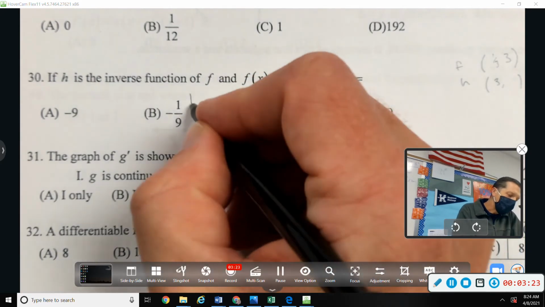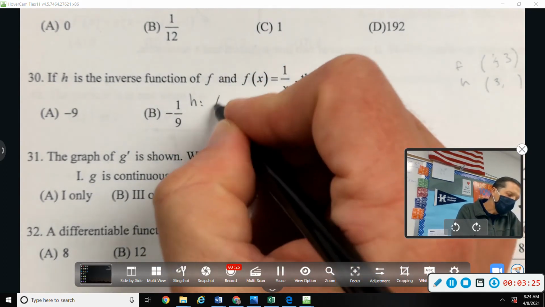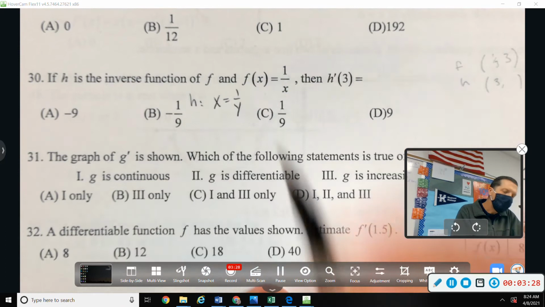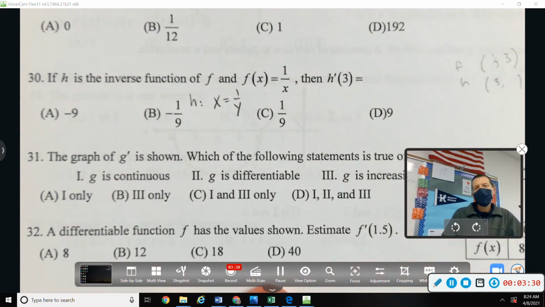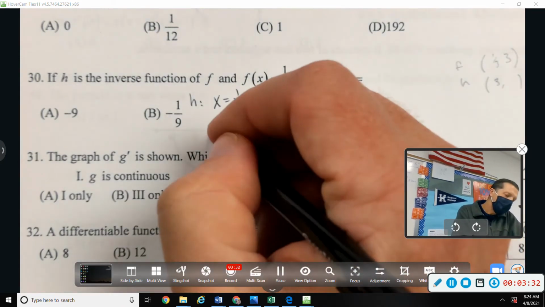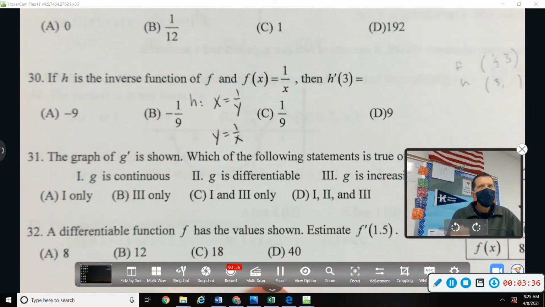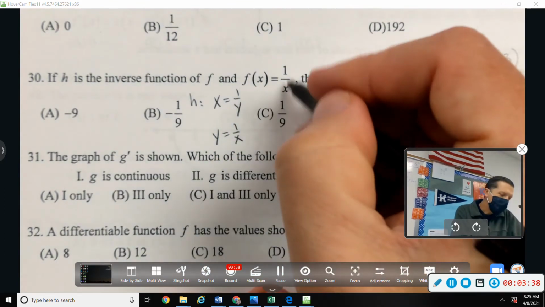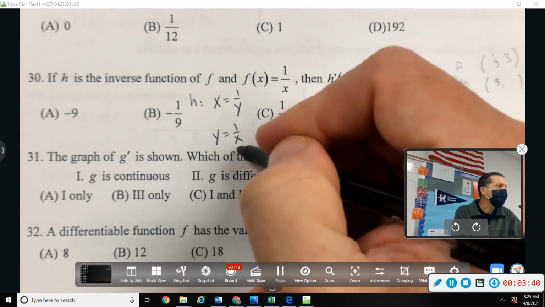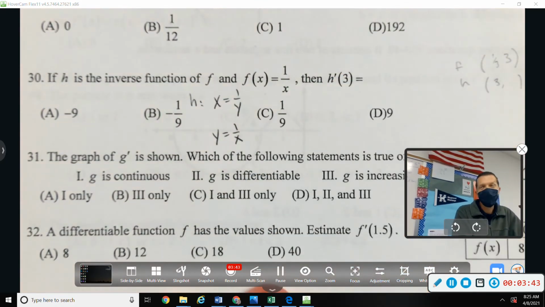So that means for h, inverse means x and y switch places. So for the h function, x would be 1 over y, which means y equals 1 over x. So if you take the inverse of 1 over x, you get 1 over x. So that's a little bit weird. It's good news for this problem, but that's a little bit weird.